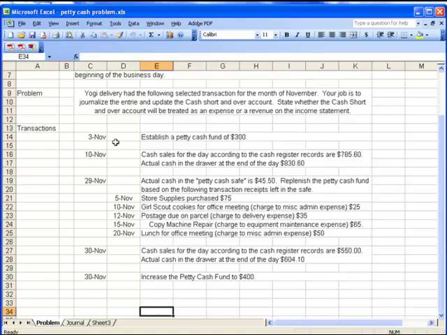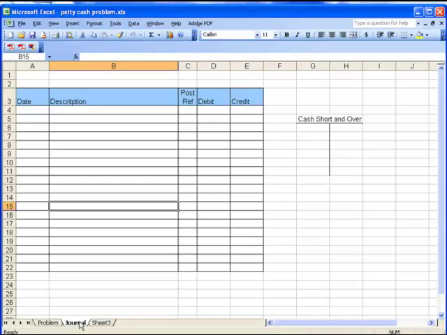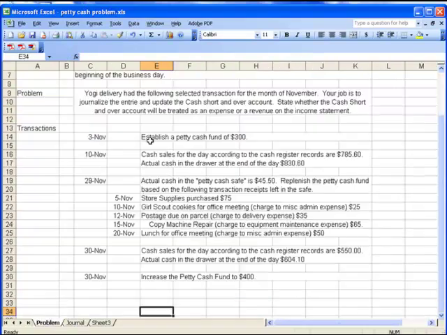So let's just start with the first transaction. On November 3rd, we established a petty cash fund for $300. In order to journalize this transaction, we first go to a journal. Here's our date, November 3rd, and we are establishing petty cash. It's an asset account. The amount is $300, and it comes from our regular cash account. So that concludes the journal entry for that transaction.